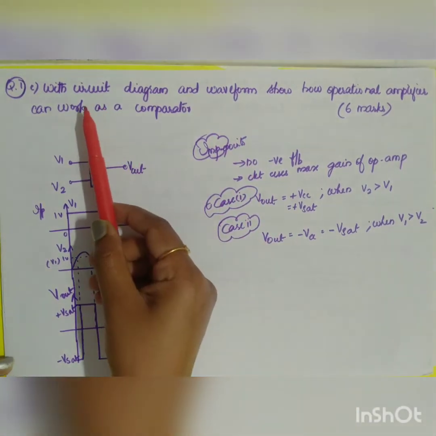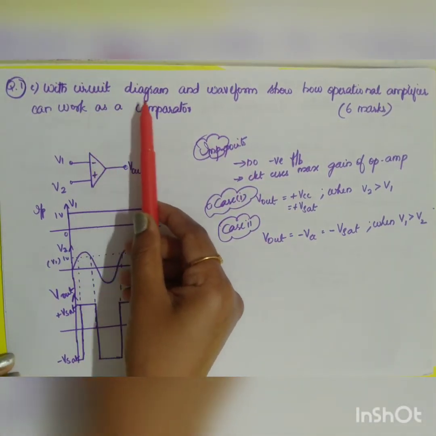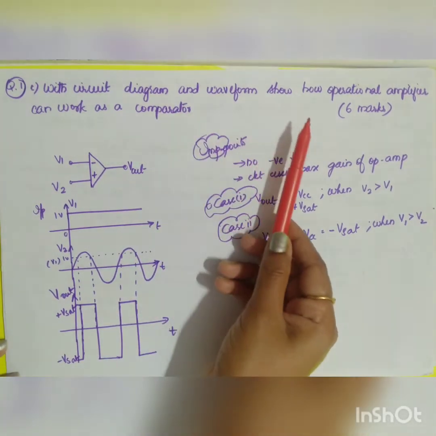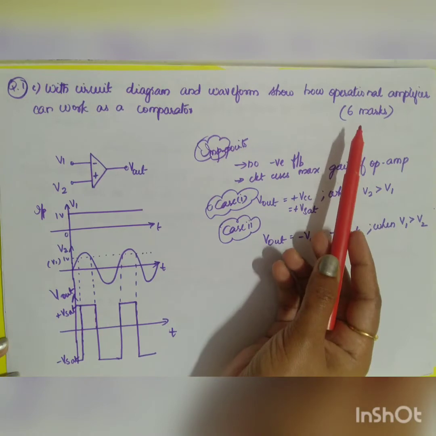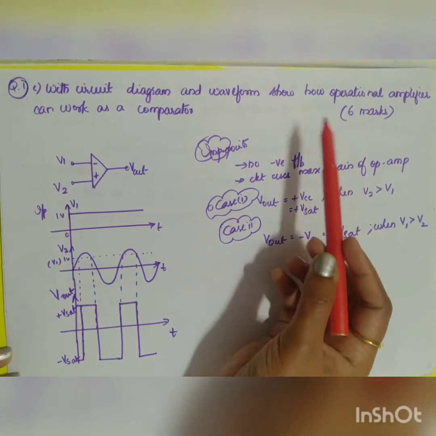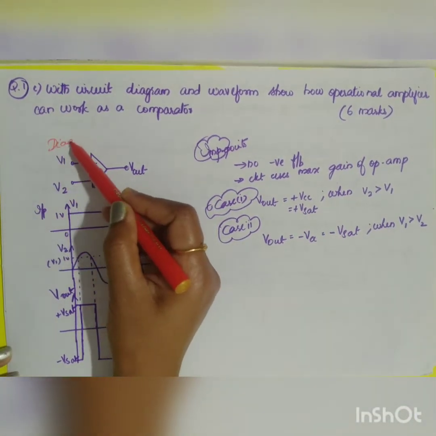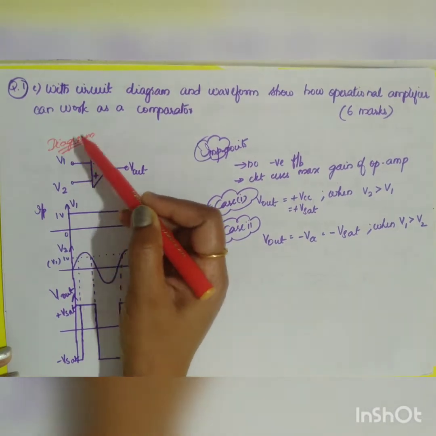The next question is question 1 C part. With a circuit diagram and waveform, show how operational amplifier can work as a comparator. This is asked for 6 marks. So for 6 marks, first we have to give the diagram of the comparator.